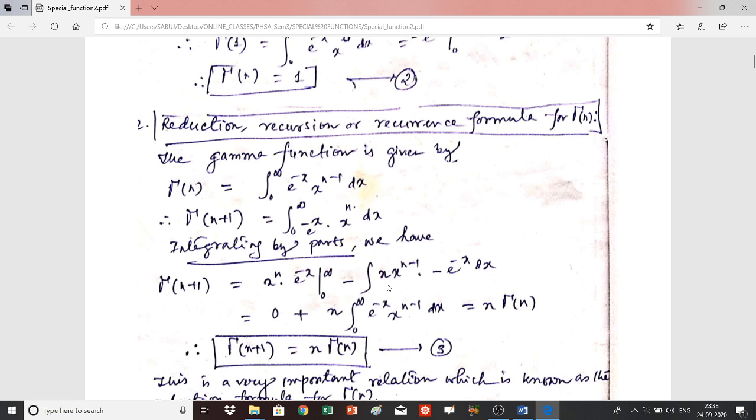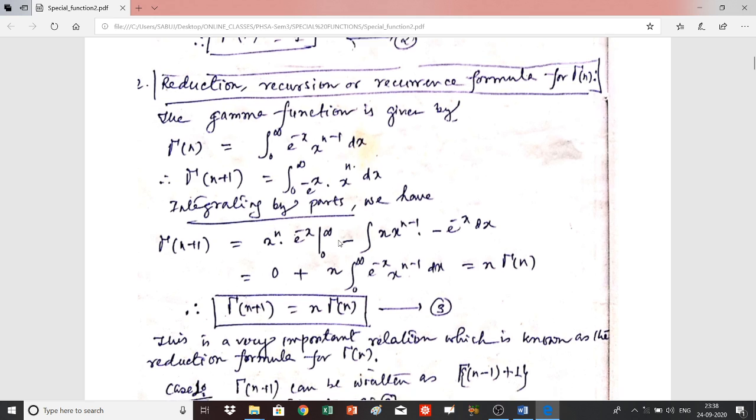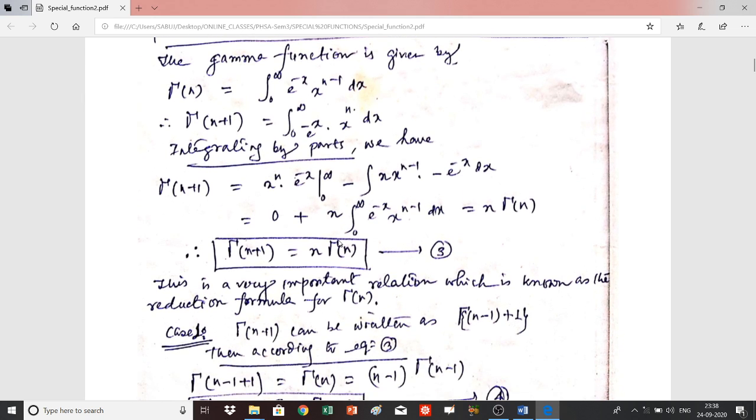So you know the formula, and this will give you a null result, and from here this negative sign will convert and give you a positive sign: n times the integral from 0 to infinity of e to the power minus x, x to the n minus 1 dx. You know that this expression is nothing but gamma n, so that will finally give you n gamma n.